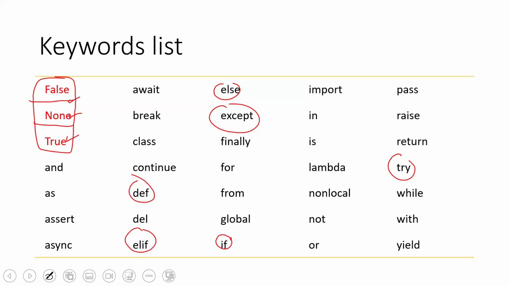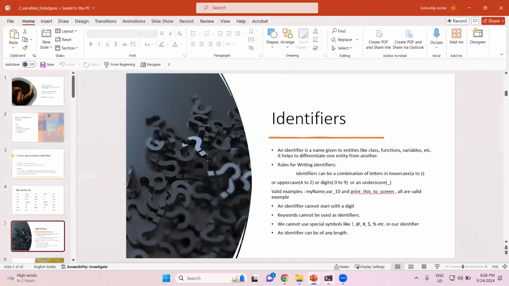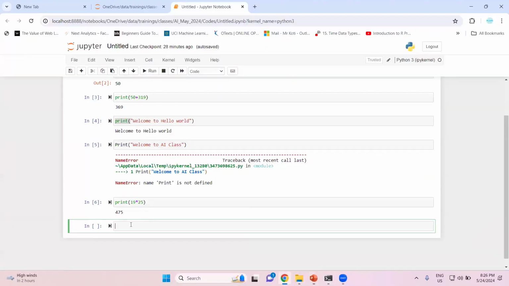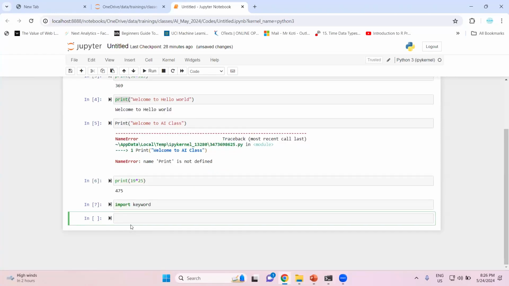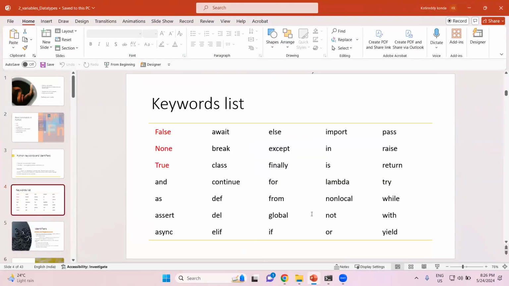Let's understand how to get these keywords. I'm using import keyword. Listen carefully. Import is again one of the keywords. Can you see the import on the screen? What does it mean? Listen carefully, very, very important.